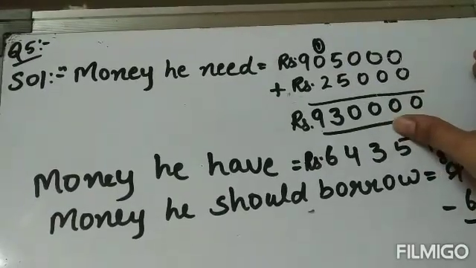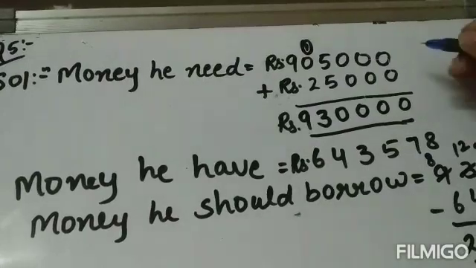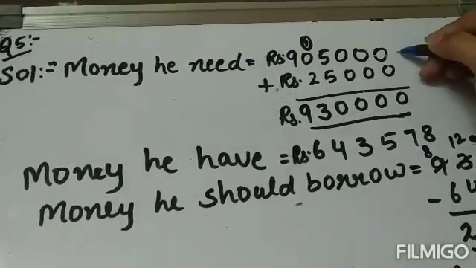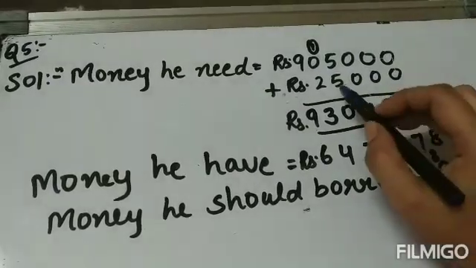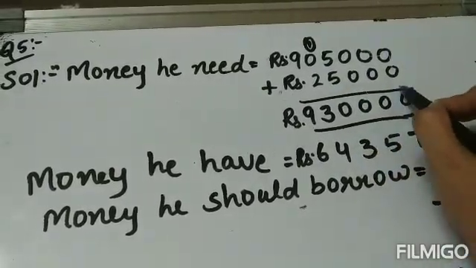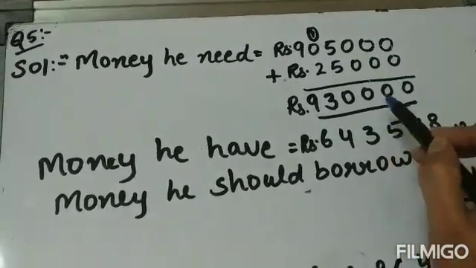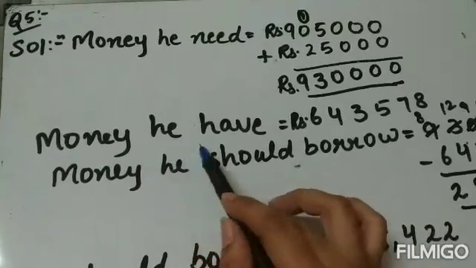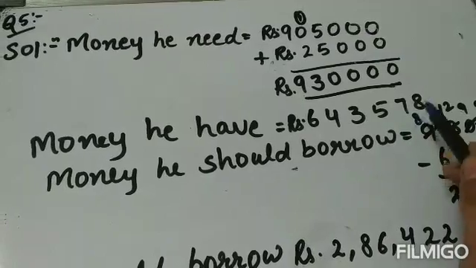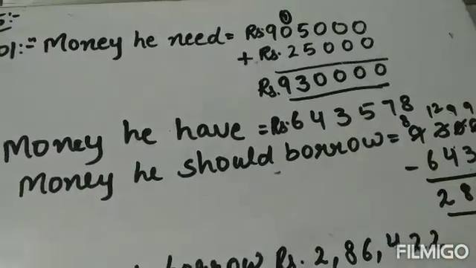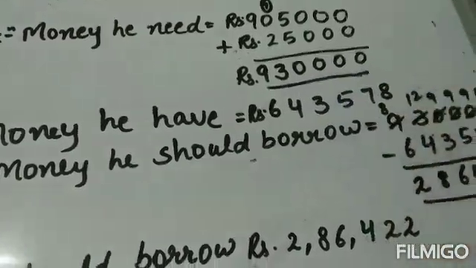So the money he actually needs is 9,30,000. He actually needs 9,30,000 rupees, and he already has 6,43,578. So how much money should he borrow? We will subtract these two amounts.